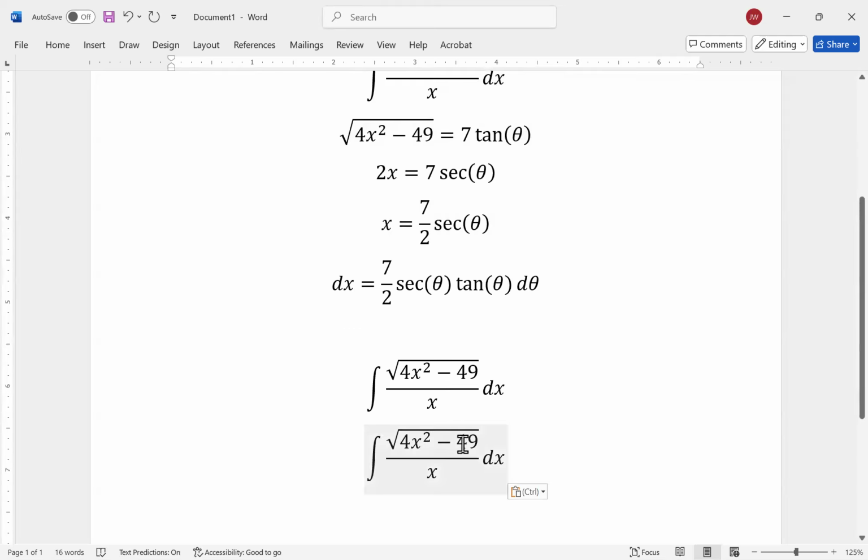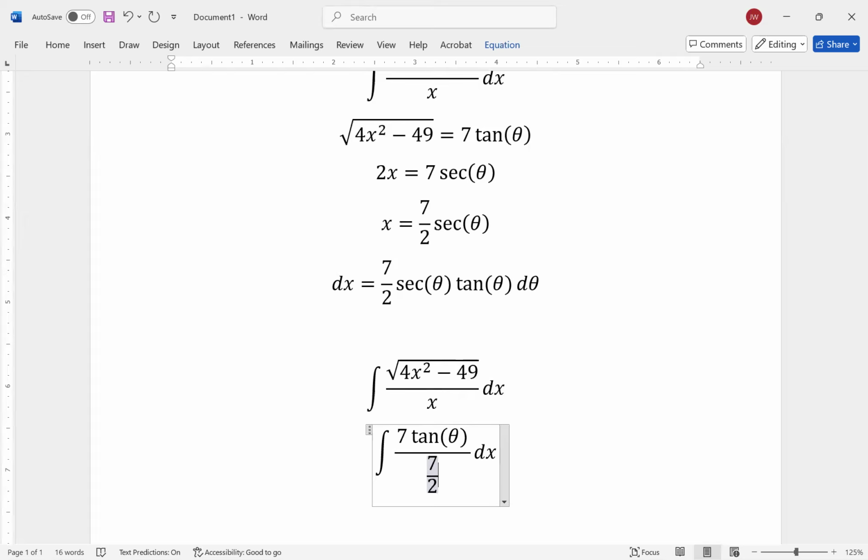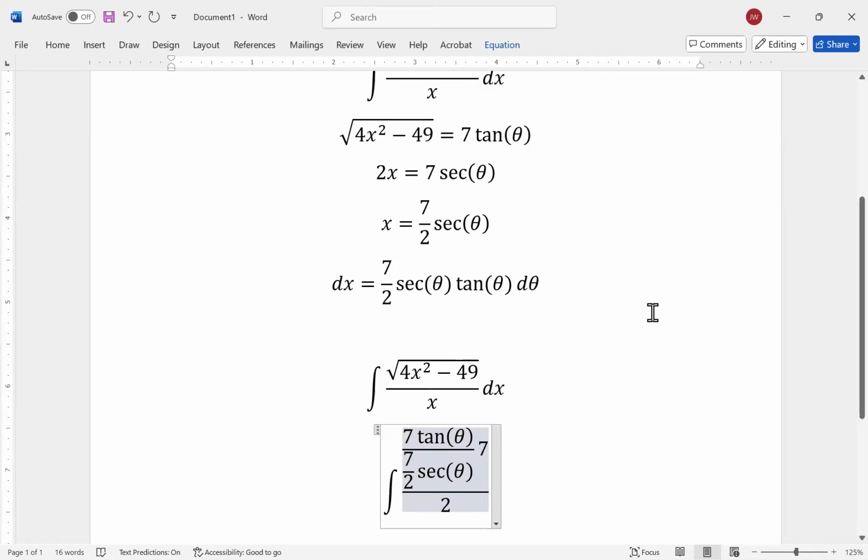So let's go ahead and do that. The square root, this whole thing, becomes 7 times tangent of theta. The x becomes 7 halves times secant of theta. And the dx becomes 7 halves. Uh-oh.